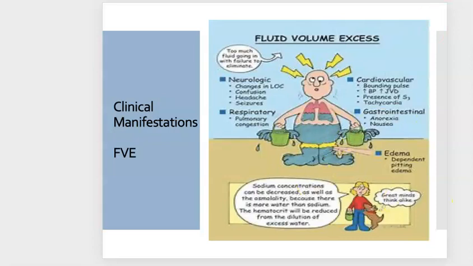From a GI standpoint, your patient may have nausea, and they may not want to eat, which is anorexia. They may demonstrate neurological changes in level of consciousness, confusion, headache. Depending on their sodium level, they may seize. And also you may see dependent and pitting edema in lower extremities. So those are things we're going to be looking for in these types of patients.